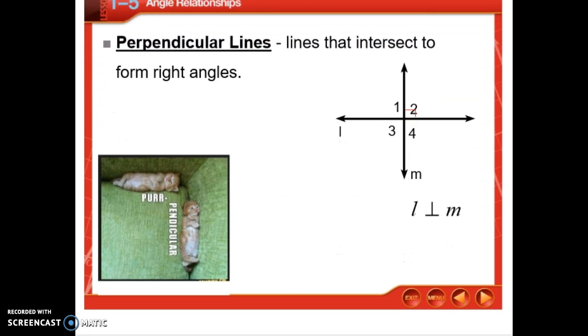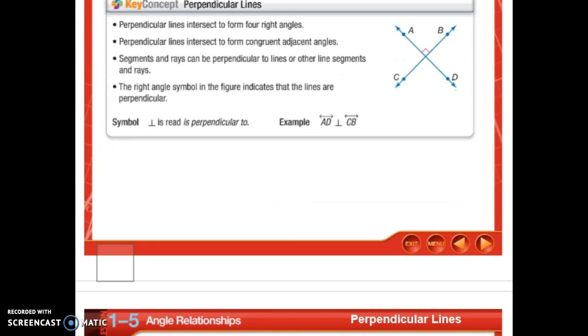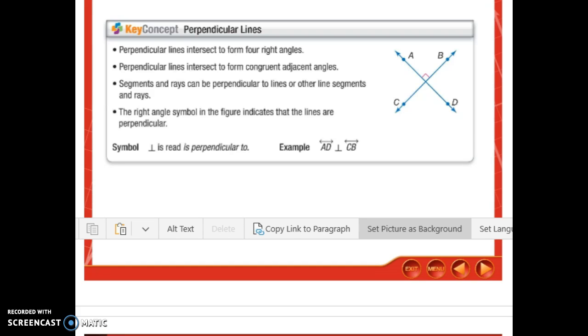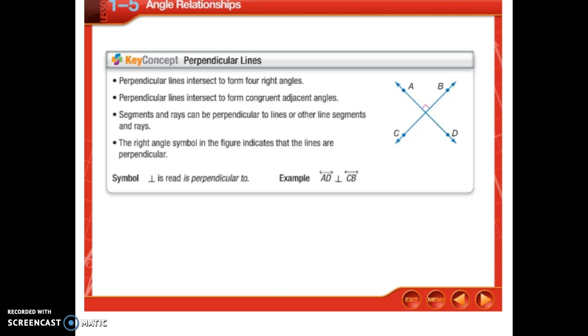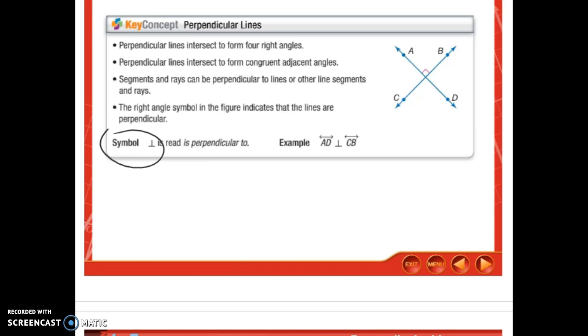Perpendicular lines are lines that intersect to form right angles. So we use this symbol right here. L is perpendicular to M. Perpendicular lines intersect to form 4 right angles, right? And perpendicular lines intersect to form congruent adjacent angles. So all that means is that every angle on the picture is 90 degrees. And this is the symbol for perpendicular to. So line AD is perpendicular to line CB.